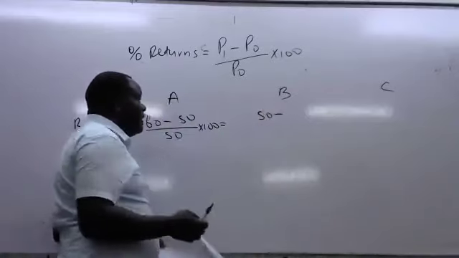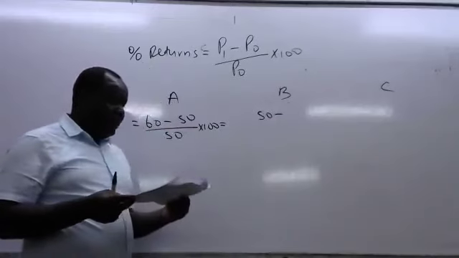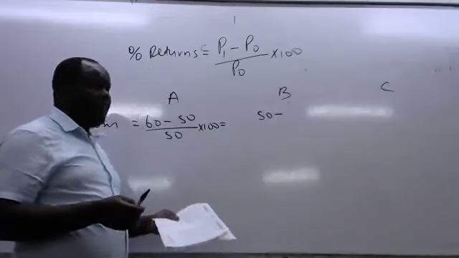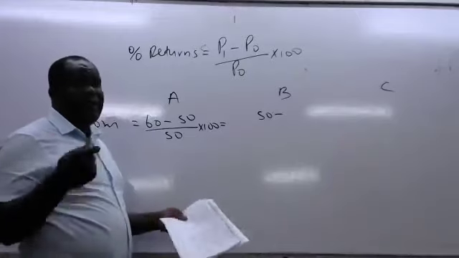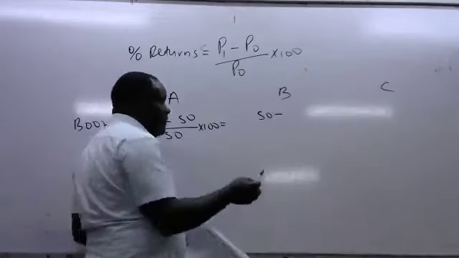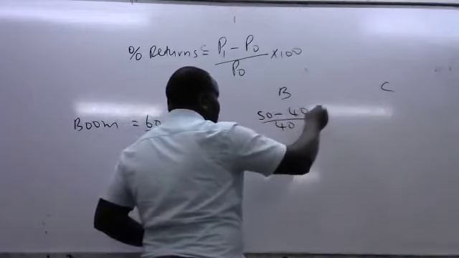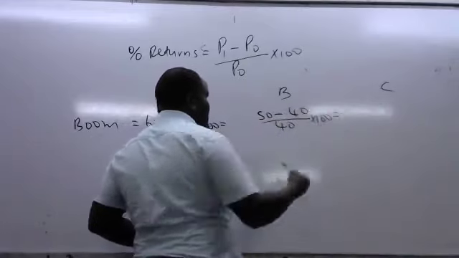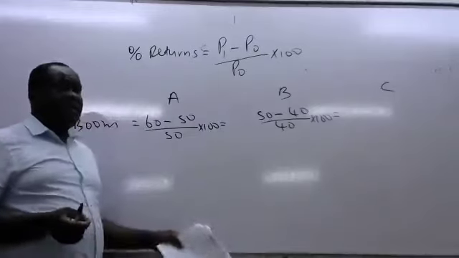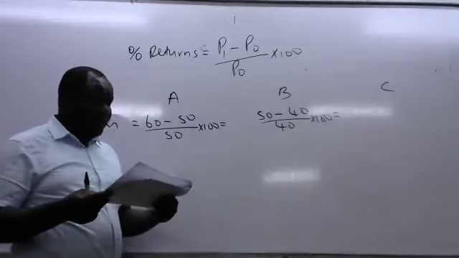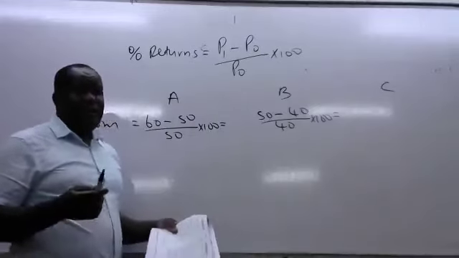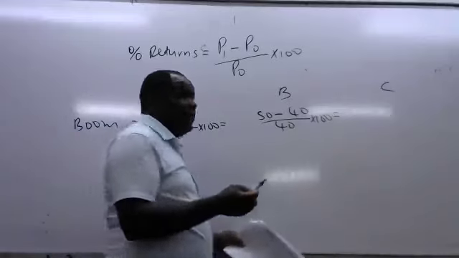You also minus P0, which is the current market price. You can see for B, they gave us 40. You minus 40, you also divide by 40 to show it as a percentage. That is for B. Then when it comes to C, under boom, they have given us 30 what?